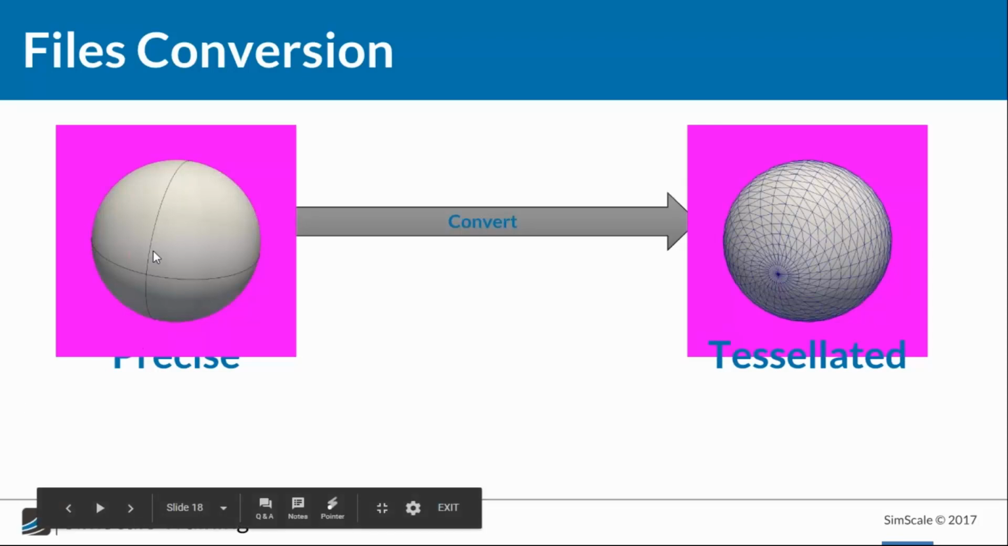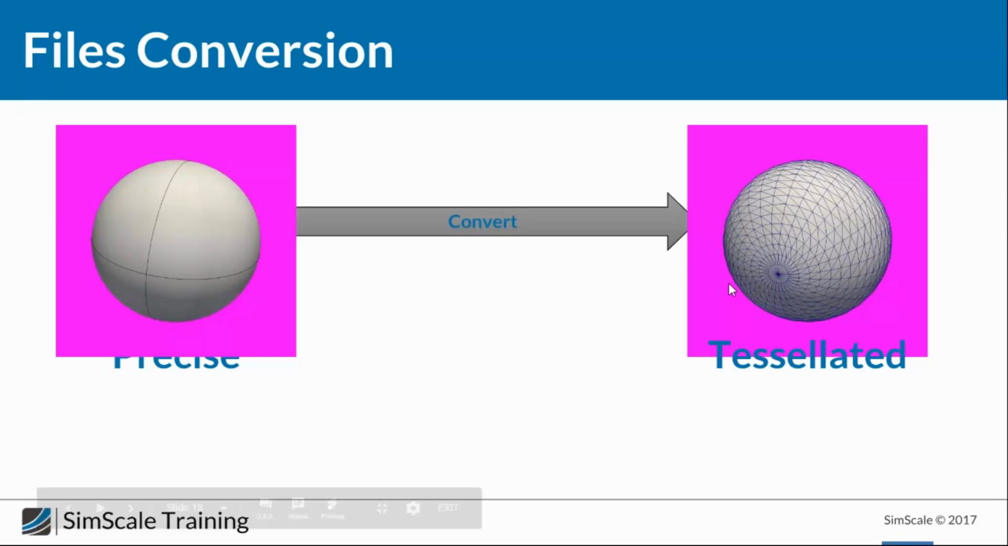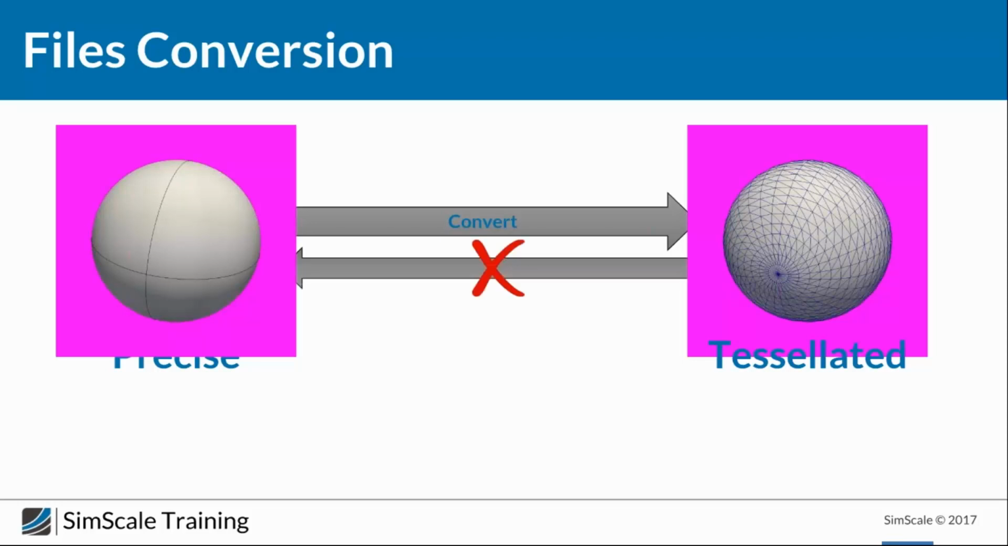To convert from a precise surface to a tessellated surface, yes, this is possible. Any software can do this and can convert from a precise surface to an STL file or tessellated file. But the reverse is not possible. So if you have a tessellated surface and you want to go back to a precise surface, this is not possible.